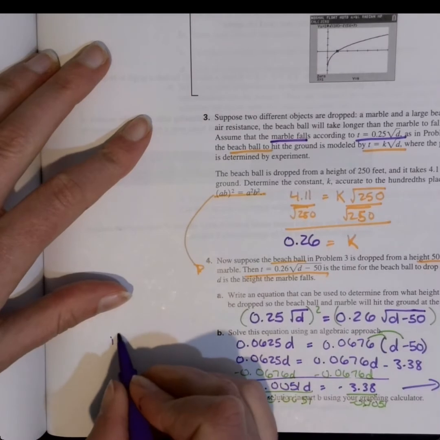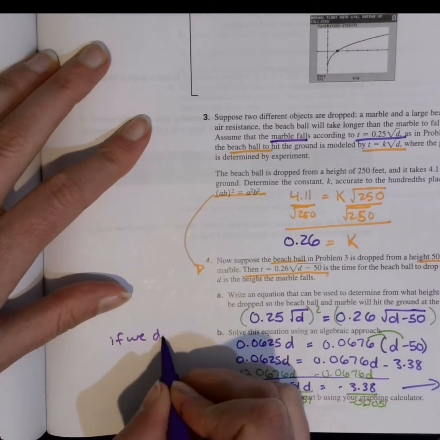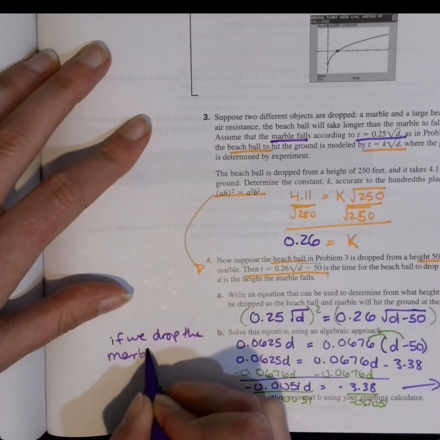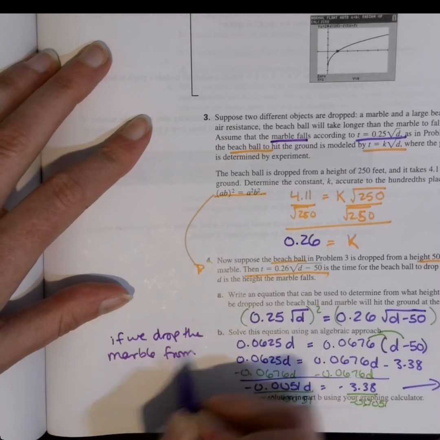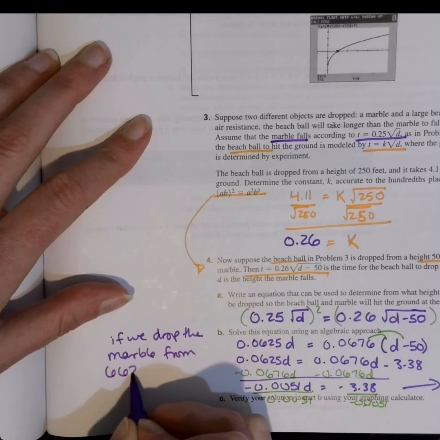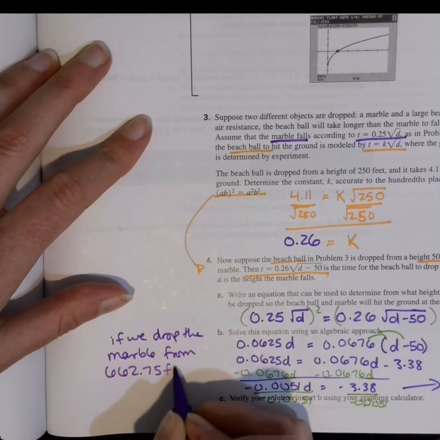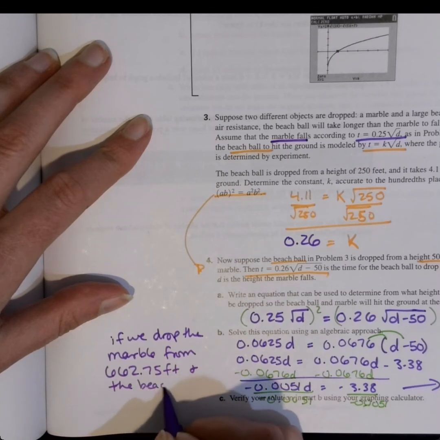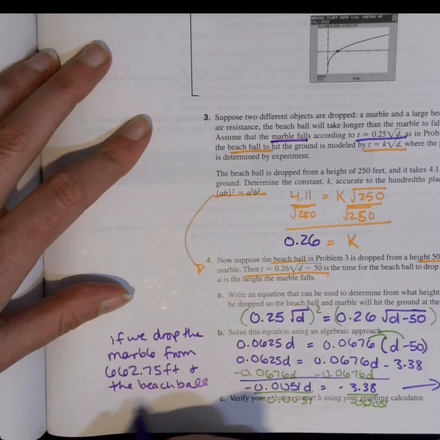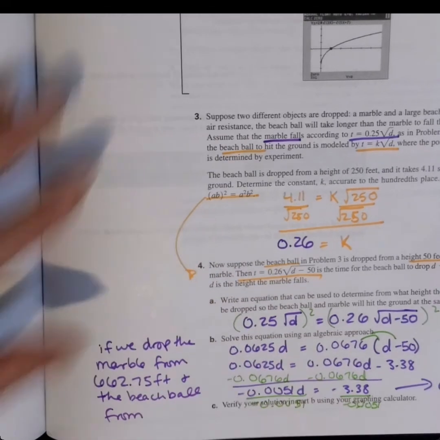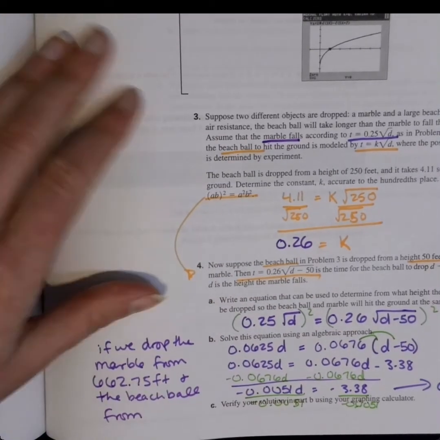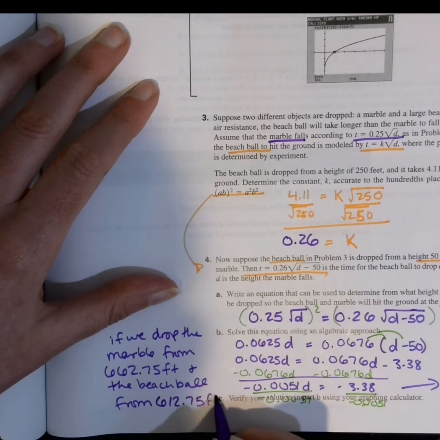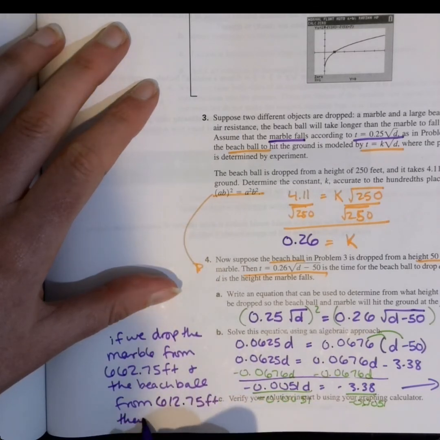So if we drop the marble from 662.75 feet and the beach ball from 50 feet less, so from 612.75 feet, they'll hit the ground at the same time.